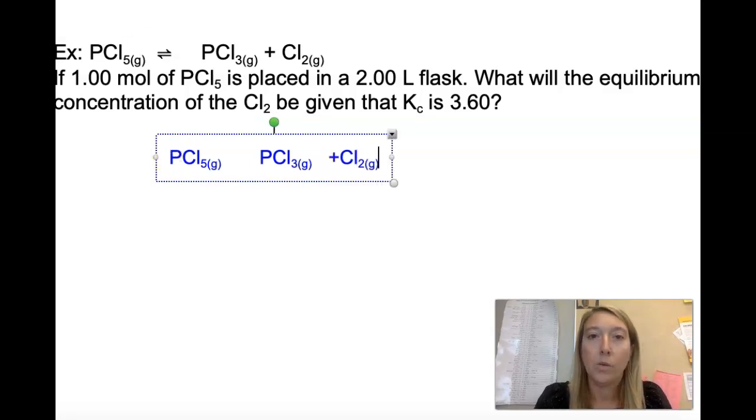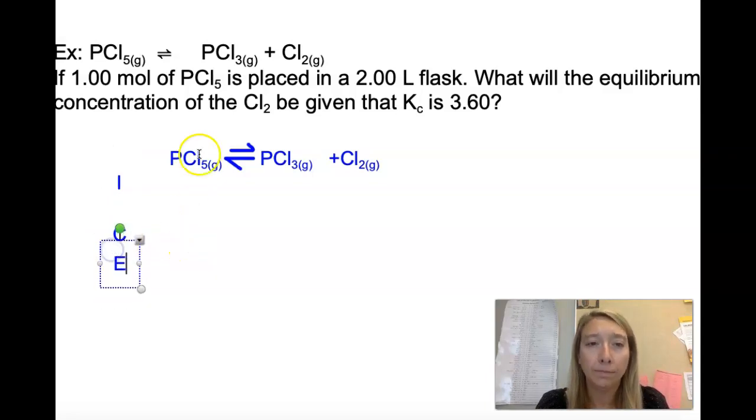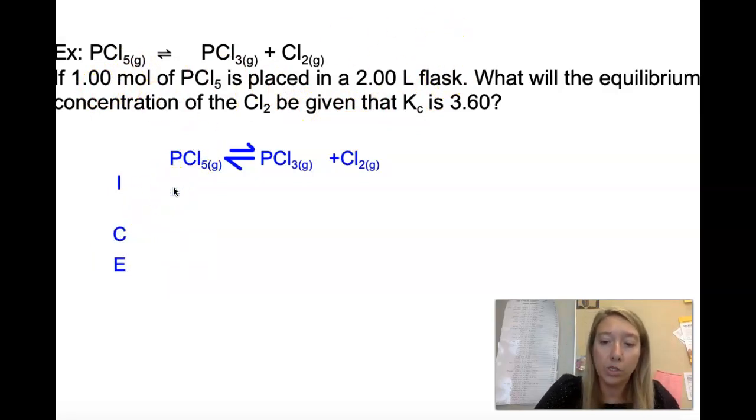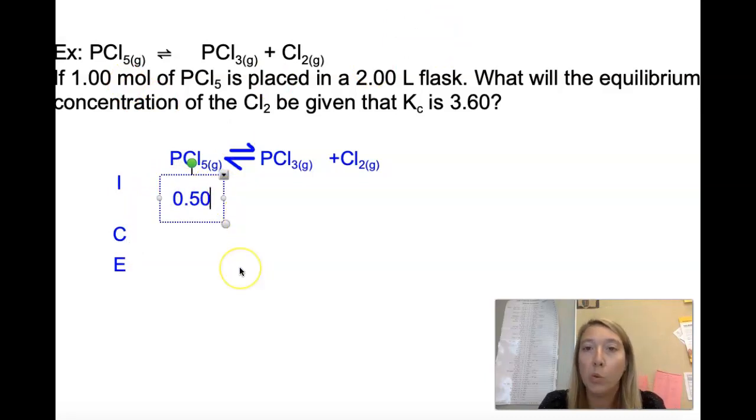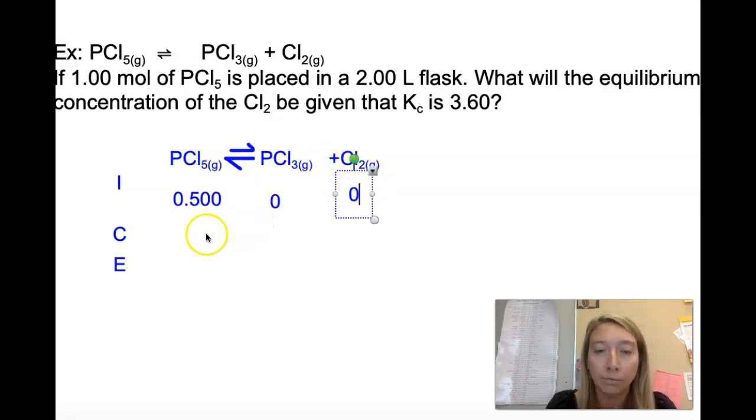Okay, so we have that. We have our arrow. We're setting up our ice table just like we did in the last few questions. From here, 1 mole of PCl5 is placed in a 2-liter flask. So 1 divided by 2 is 0.5. So the initial concentration is going to be 0.500. We're not given any initial information for the other two, so they are both going to be 0.